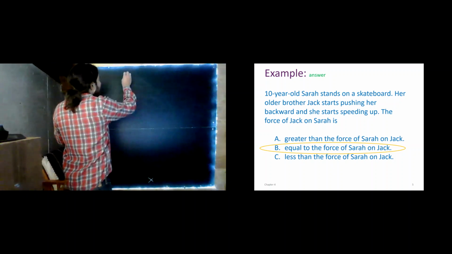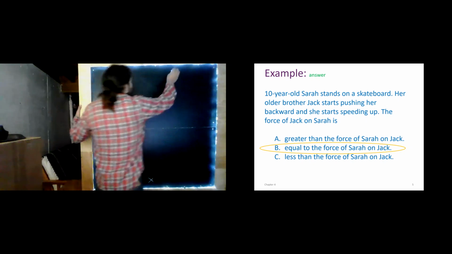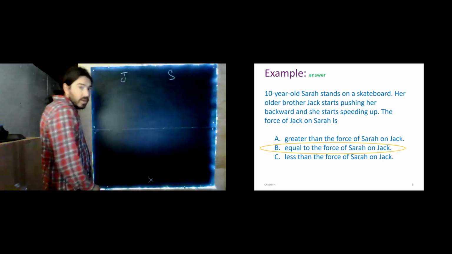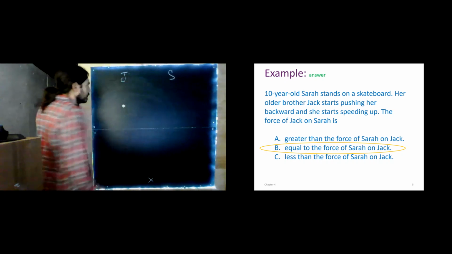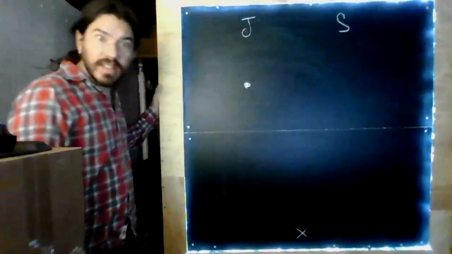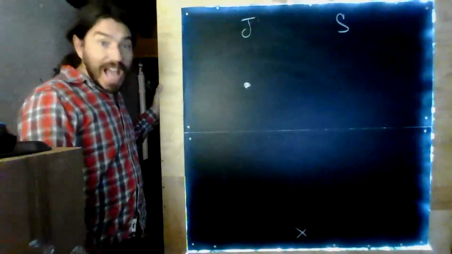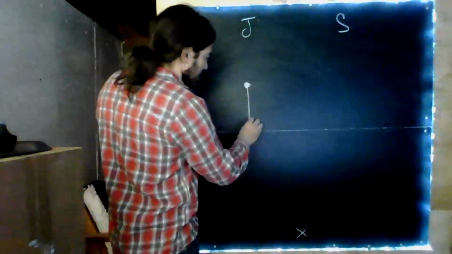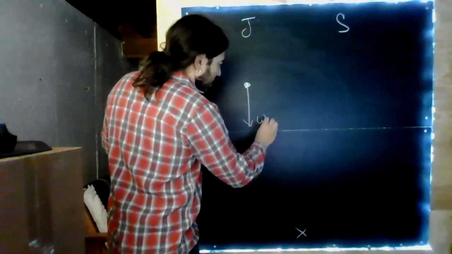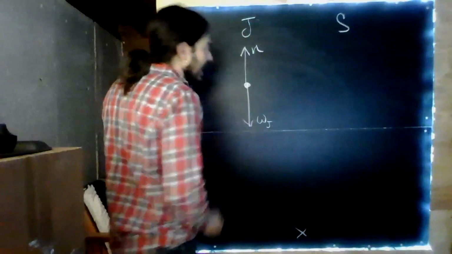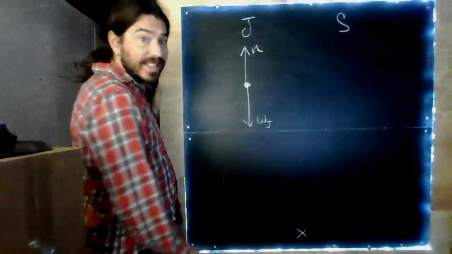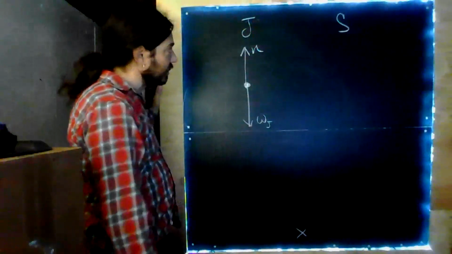So if we were to put Jack here, and we'll put Sarah here, and we were to draw a quick free body diagram for these two, then what would we see? Well, maybe you should try and do this on your own, and then you can check in and see how you did. For Jack, we should have the weight down, the weight of Jack, and the normal force. And those should be equal because Jack is not accelerating in the upward direction or the downward direction.